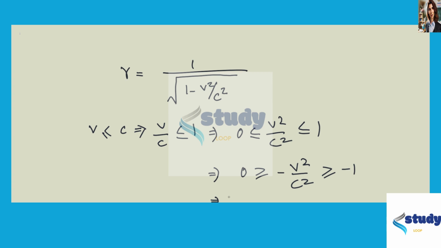Now we will add 1 to each of these. So we will have 1 greater than or equal to 1 minus v squared over c squared greater than or equal to 0. This means that the denominator is always going to be less than 1 and is always going to be positive. And therefore, 1 over something which is always less than 1 will result in a value that is always greater than 1. Therefore, the value gamma is always greater than or equal to 1.